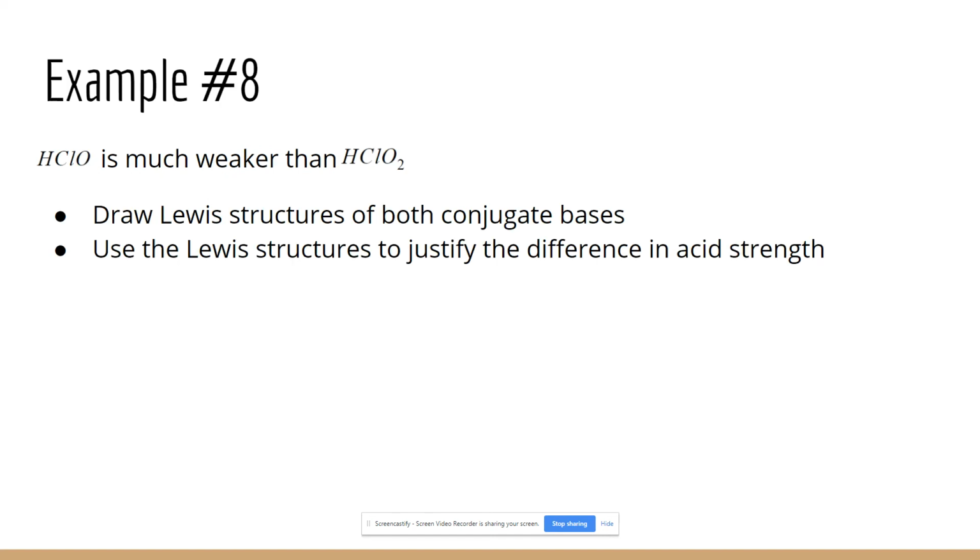Pause here. Okay, I'm going to assume that you can draw the Lewis structures. We can go over it if you need to. But the reason why there is a difference in acid strength has to do with the fact that ClO2- has more Lewis structures, or more resonance structures rather, than ClO-. Therefore, ClO2- is more stable than ClO-, and HClO2 will be the stronger acid than HClO.